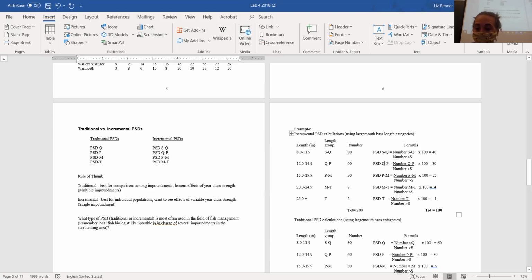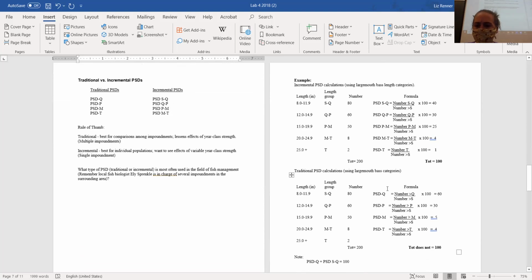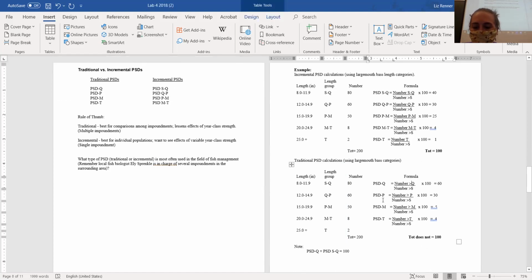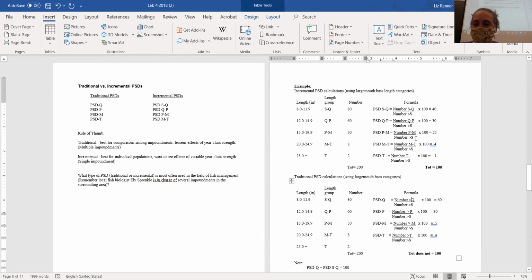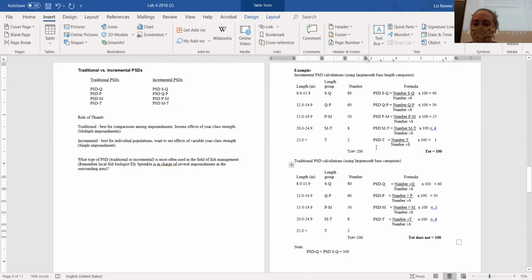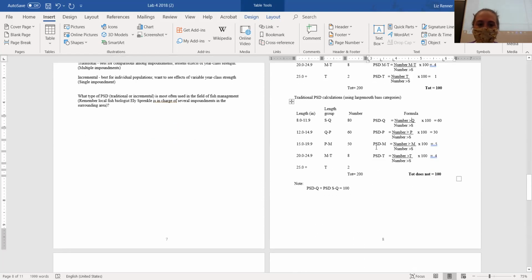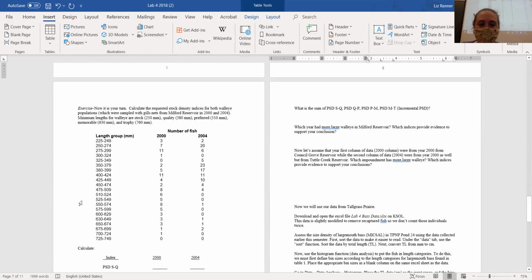Same thing going on for quality to preferred: it would be the number of them in that range of quality to preferred, divided by the number greater than the stock length, times 100. Whereas for the traditional PSD calculations, it's the number greater than or equal to those values. There's not an equal to sign in the incrementals, though it's not well done here. So the incrementals are just a range, whereas PSDs are a set greater than or equal to value.